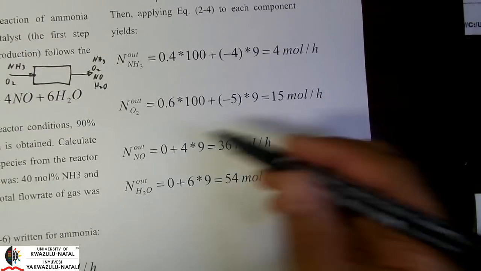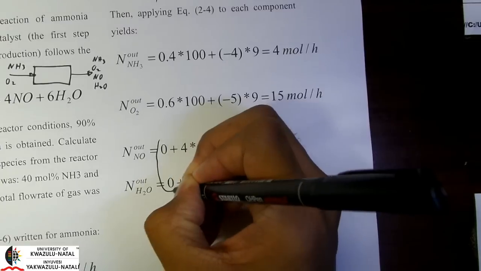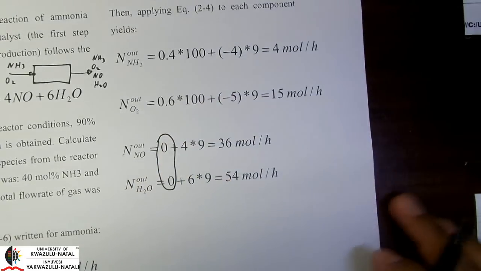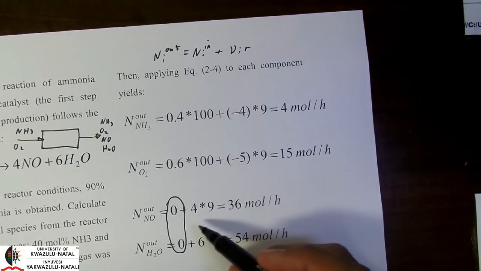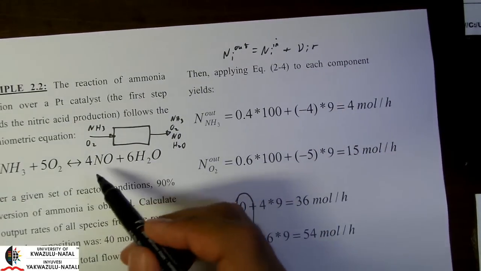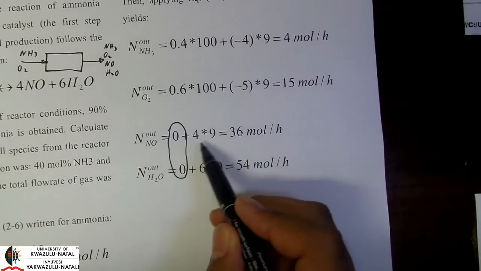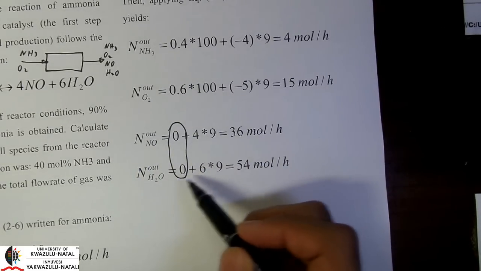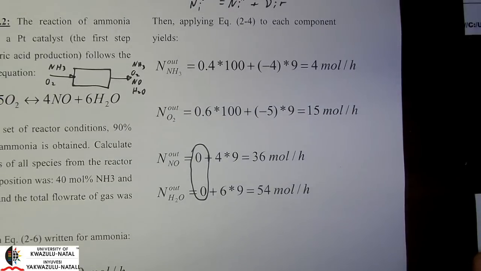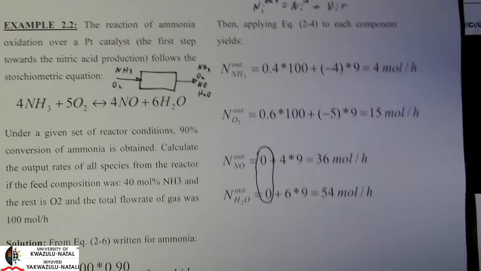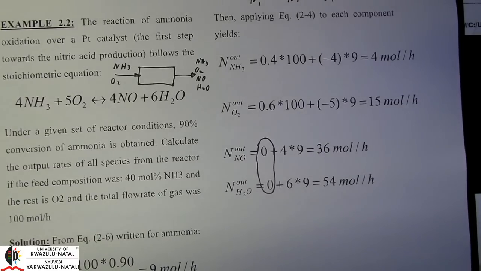And note that for the products, there are no input flow rates. So we are simply adding our Vi times R, and we have a stoichiometry of 4 and 6. And so for nitrogen oxide, it's 4 times R, and for water, it's 6 times R. Okay, so that's a very simple example, just to get you well acquainted with the material balancing.